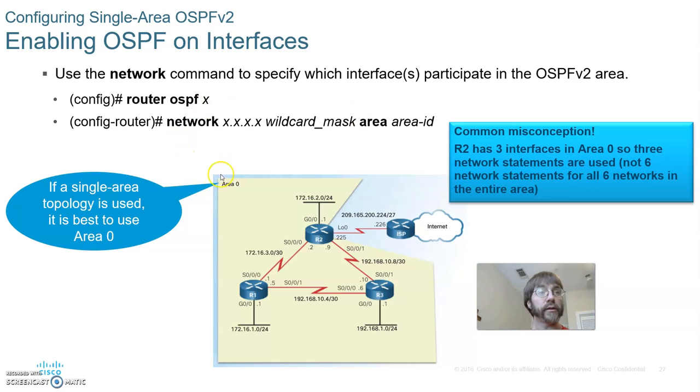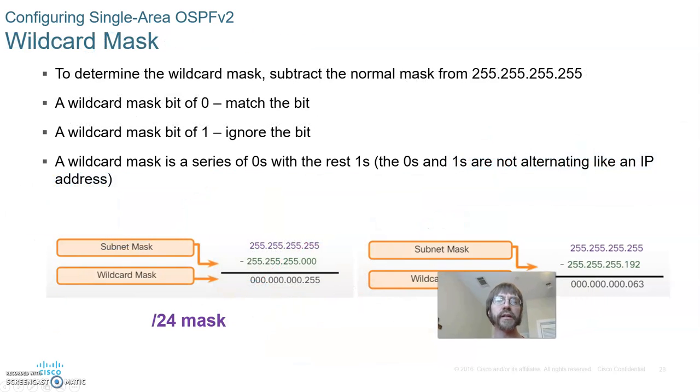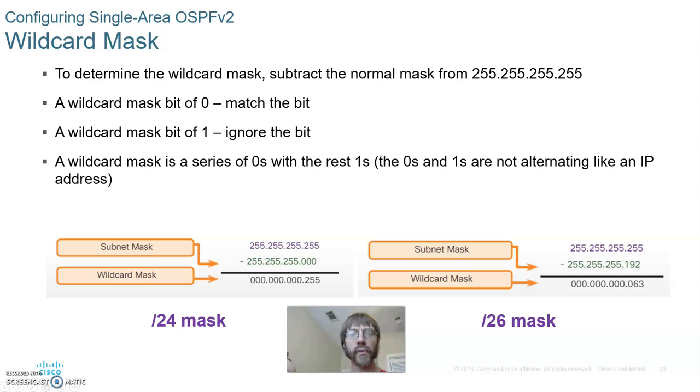So let's look at the wildcard mask. Your wildcard mask is essentially 255.255.255.255 minus the subnet mask. In this case, for example, 255.255.255.0. The inverse of that will be 0.0.0.255. This is why we call this an inverse mask sometimes, or you might hear me refer to it as a backwards mask. Inverse, backwards, wildcard, all the same story.